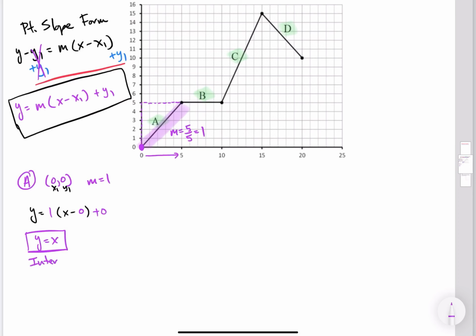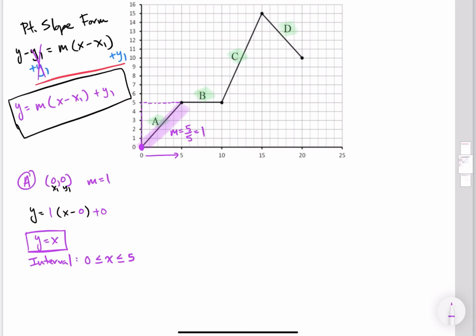So the interval for this particular piece is between 0 and 5. So x is between 0 and 5. Now it does include the 0 and it does include the 5. Now you could write it in terms of an inequality like this.